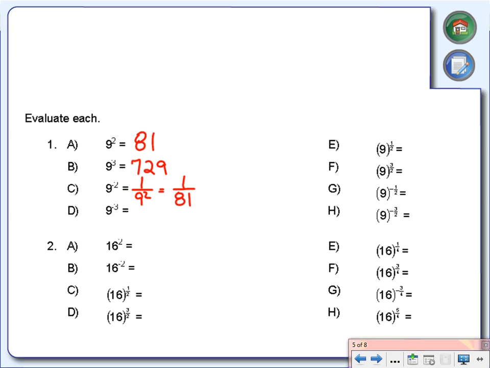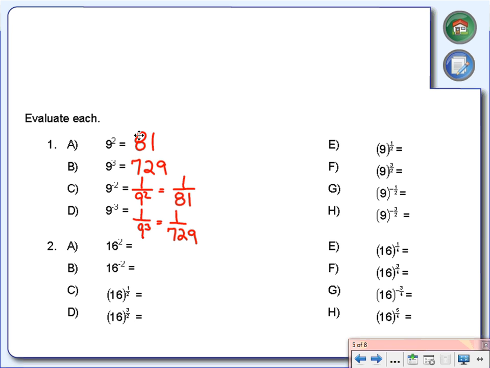D, same thing. Can't have a negative exponent, so we rewrite it as 1 over 9 to the 3rd. And what do we get when we take 9 to the 3rd power? We get a 729.